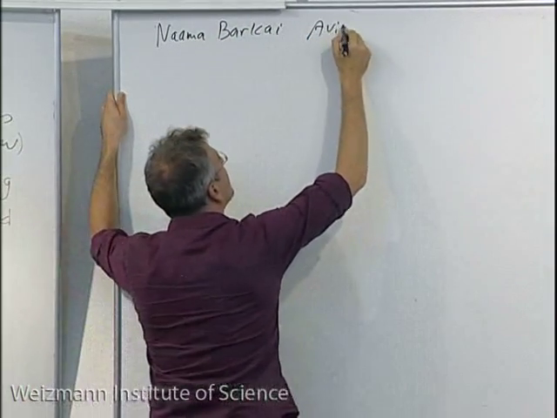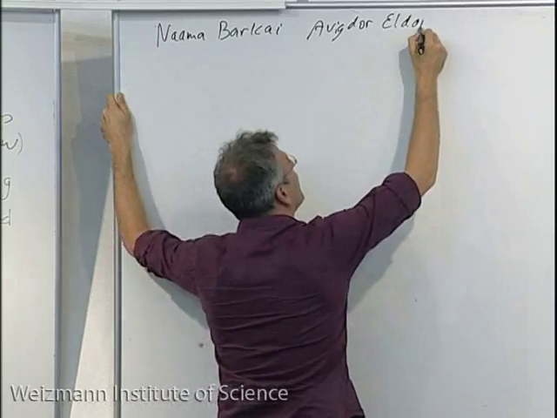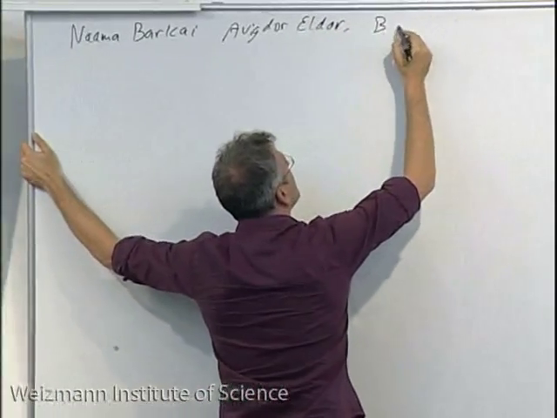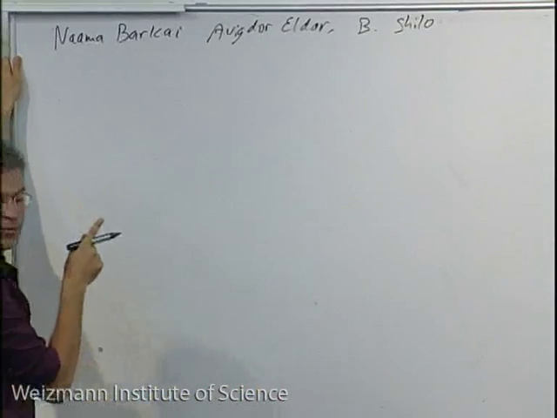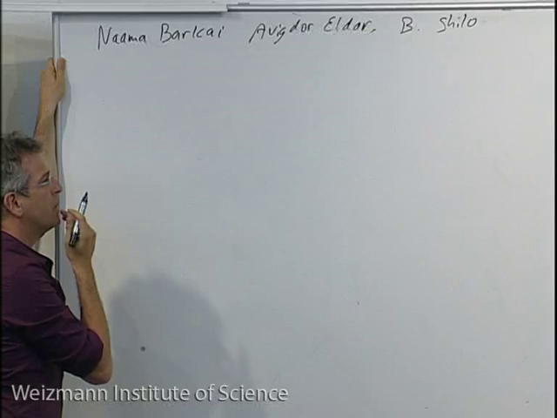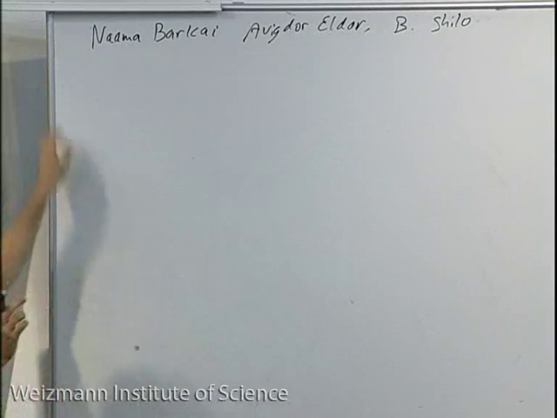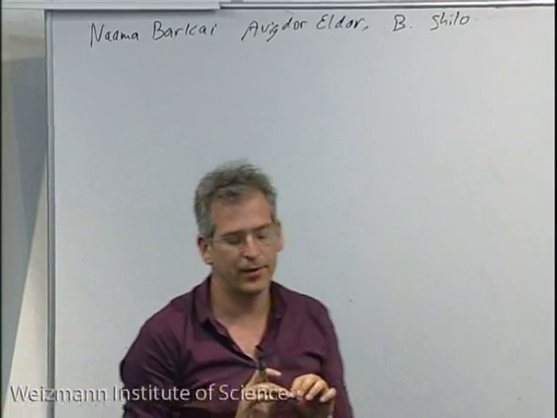All right, so we'll talk about work by Naama Barkai and Avigdor Eldar and Benny Shilo that work here at Weizmann, that worked on a particular well-studied case of developmental patterning using one of the best studied organisms, the fruit fly Drosophila. It's nice because it has a short generation time, and it's been studied for about 100 years. A lot of information is known, etc.